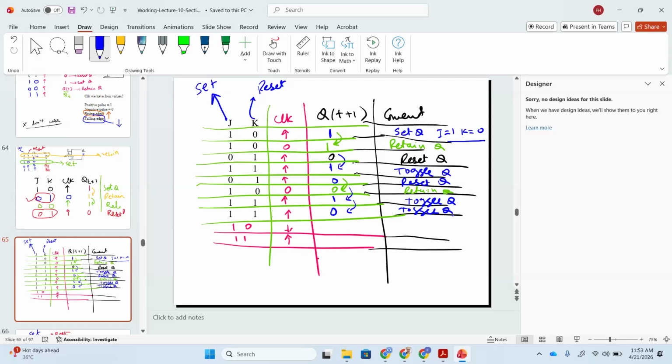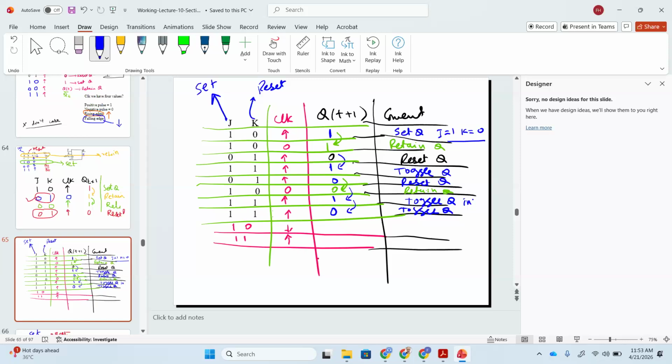Professor, I have a question. What do you mean by toggle Q? Toggle means you are inverting Q. So if the previous value is 1 1 and there is a rising edge, you invert it? Yes. If it's 1 1 at the rising edge, you invert the previous value. If the previous value is one, it will become zero. If the previous value is zero, it will become one. Okay, thank you.